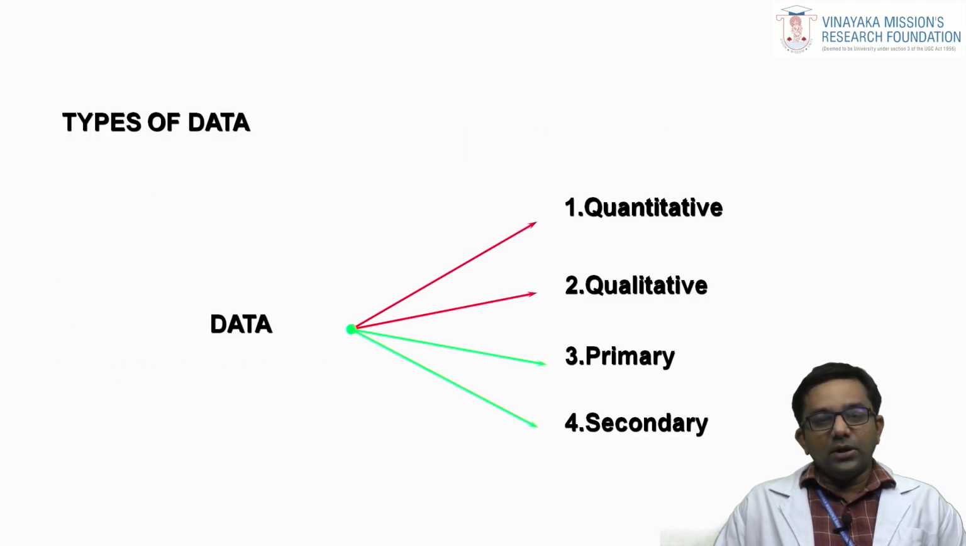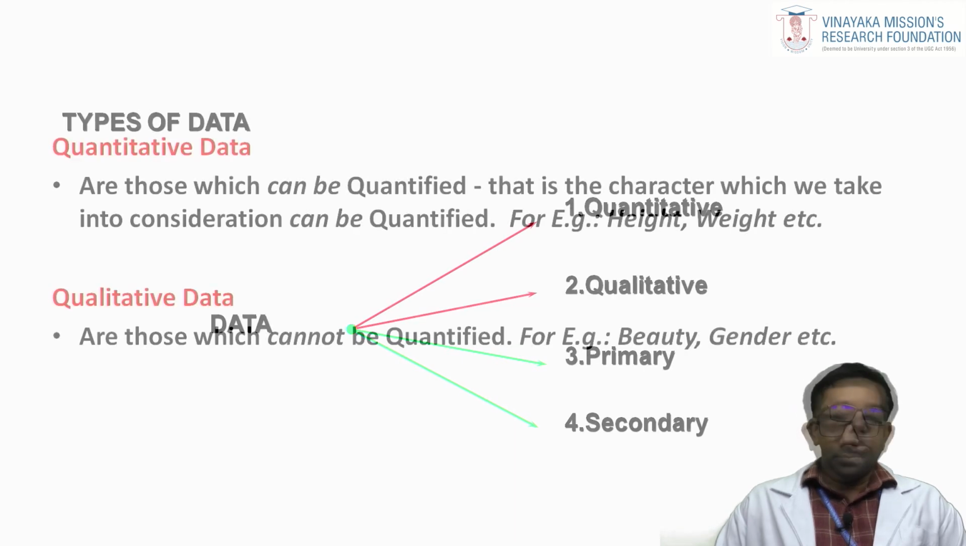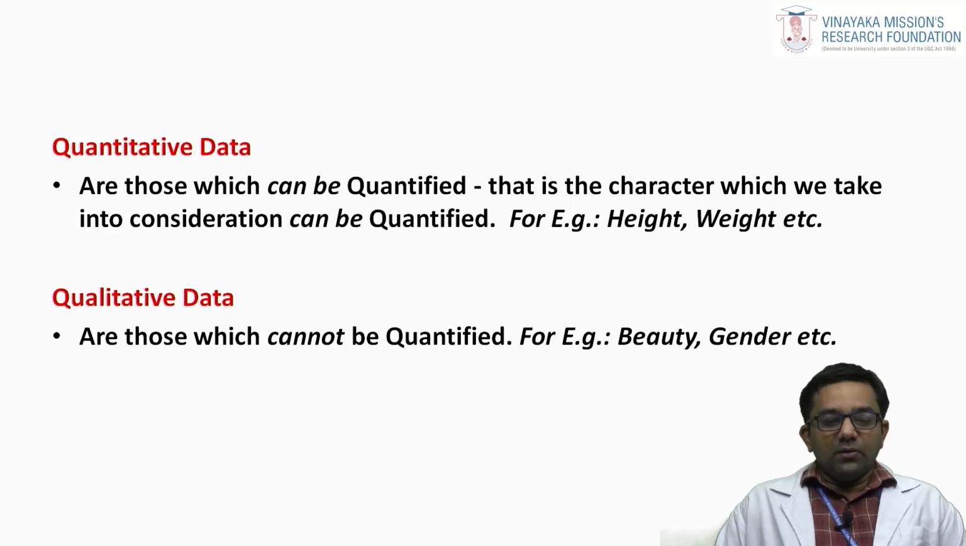Before going to the next step, we will see what is data. Data are nothing but a set of information that is collected from the participants. So, there are different types of data, that is quantitative data, qualitative data, primary data and secondary data. So, what is quantitative data? Quantitative data are those which can be quantified. Quantified means it can be given as numbers, example height, weight, etc., which can be given a number value.